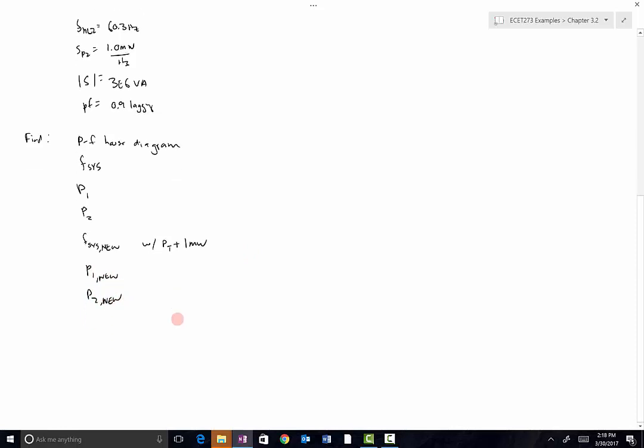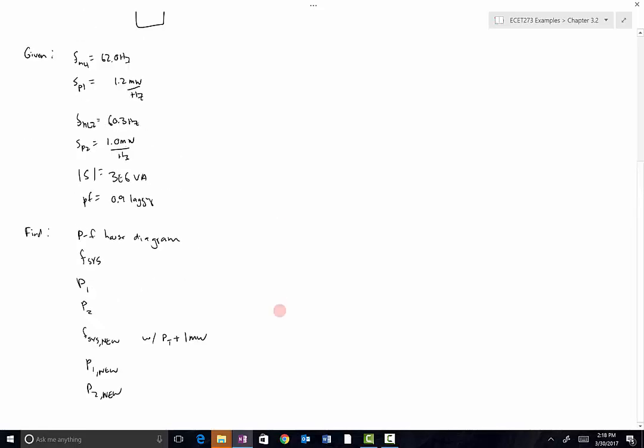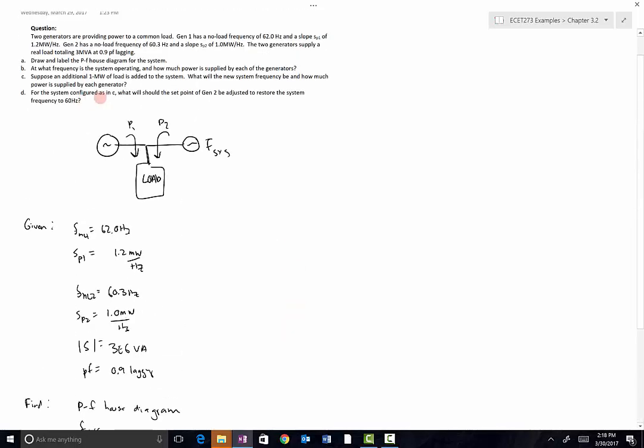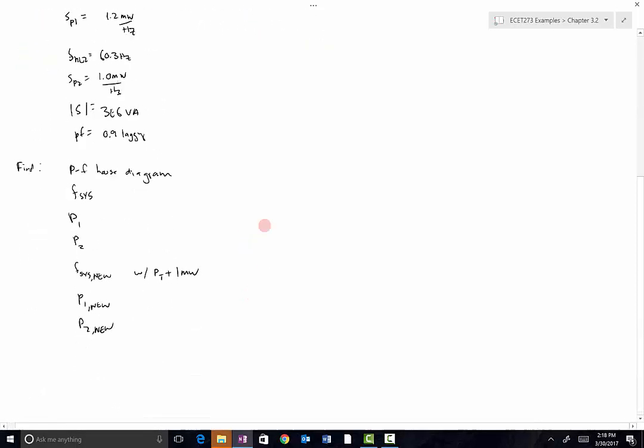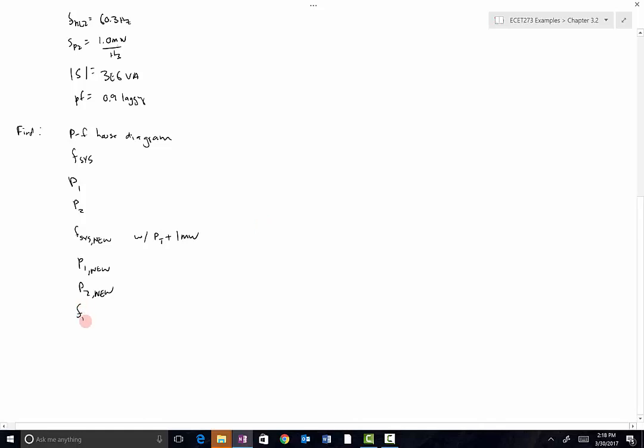And then we want the last part. Question D says, what does the generator set point need to be adjusted to restore the system to 60 Hertz? So that's just asking, if we're only going to change one of the generators, what's the no load frequency 2? What do we adjust to fix this frequency problem that's going to arise?